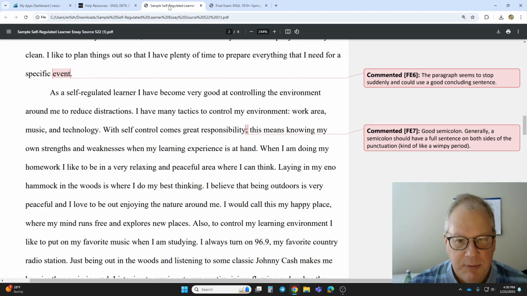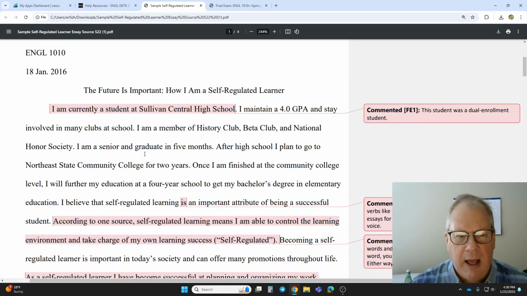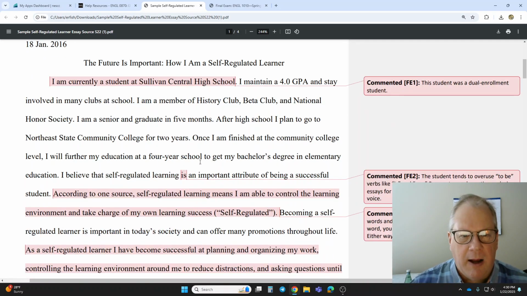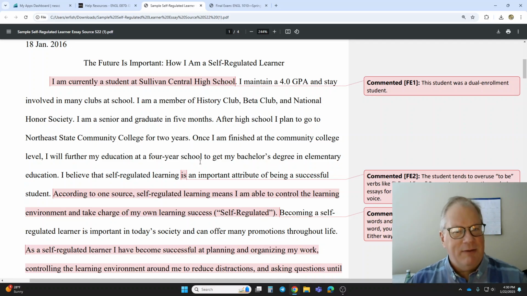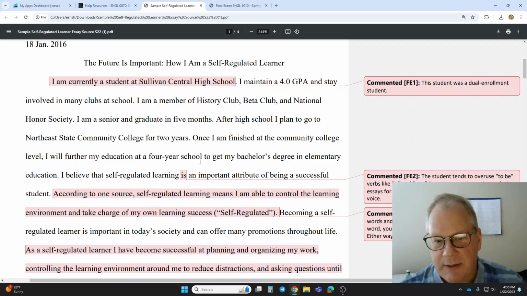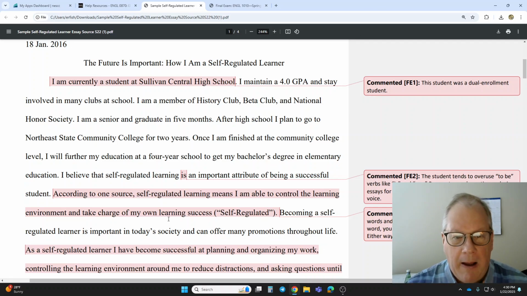Want to look at a sample essay so we can get into a little more detail. This is a dual enrollment student from quite a few years ago. So it's good to have a little distance when you look at a sample essay. So this is a dual enrollment student at what used to be Sullivan Central High School. It's not there anymore. Well, I mean, it's still there, but it's not high school anymore. But the first paragraph, you're going to introduce yourself as a student.